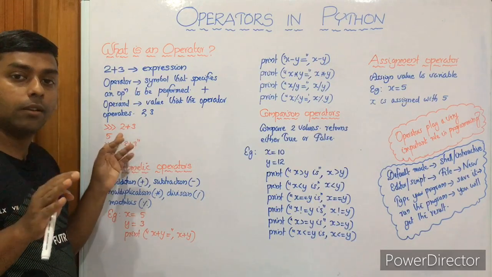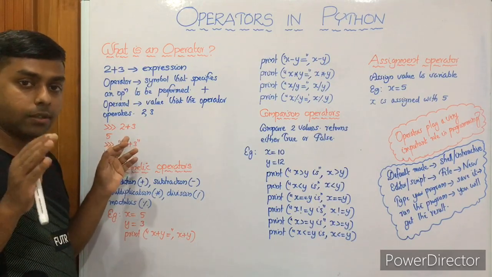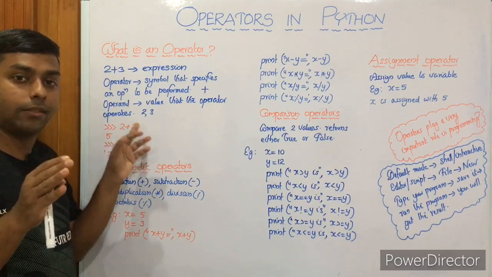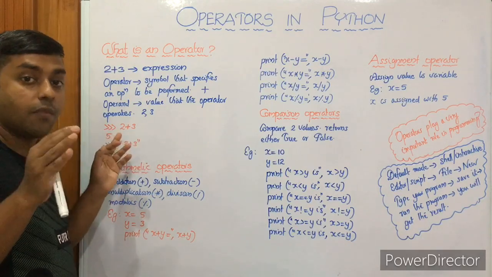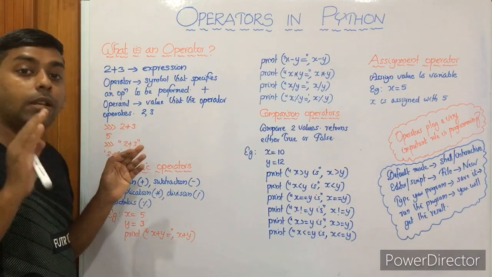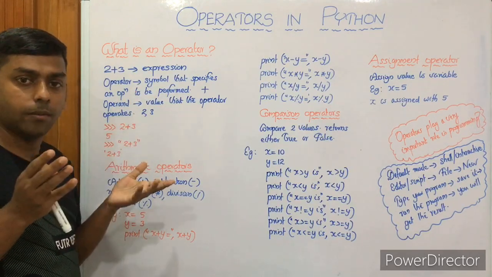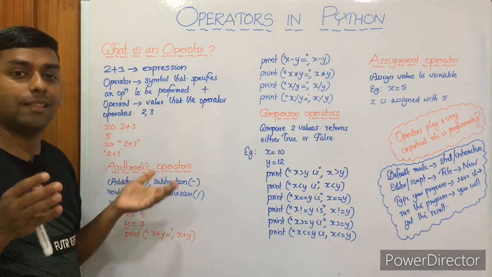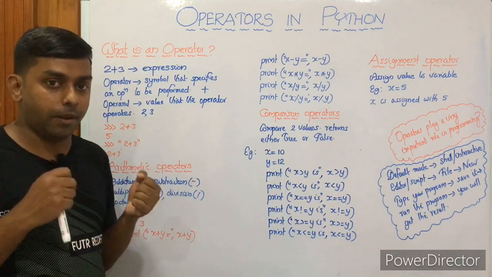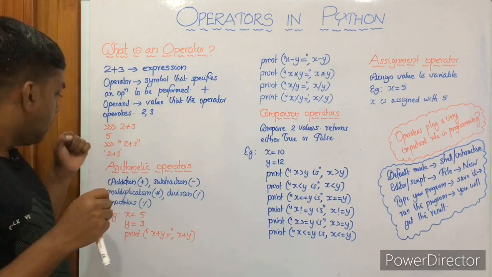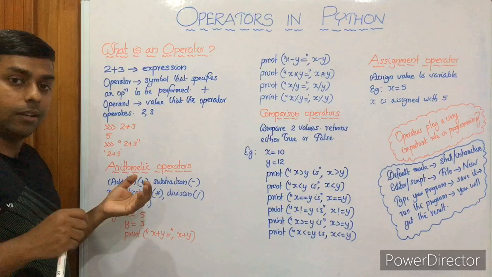2 plus 3 without quotes prints 5 because it performs addition on 2 and 3 and gives you 5 as the result. But when you include the 2 plus 3 statement in double quotes or single quotes, it gives you 2 plus 3, the same statement, right? Now let's look at arithmetic operators in detail.